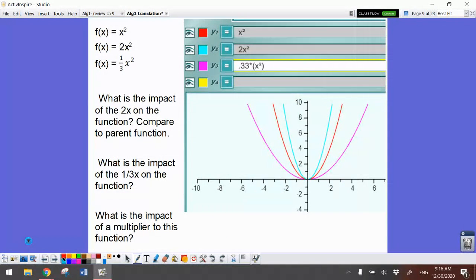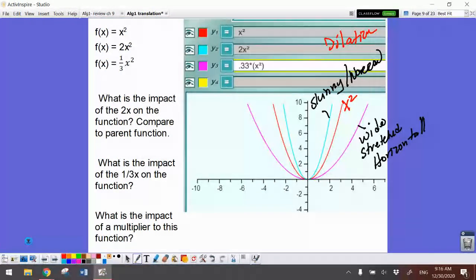All right, now let's take a look at these. So again, we've got our parent function. And what I see on this one is that we are talking about a dilation. Okay, this one is skinny or narrow, and this one is wide. So this one would be stretched horizontally, and this one is compressed vertically.